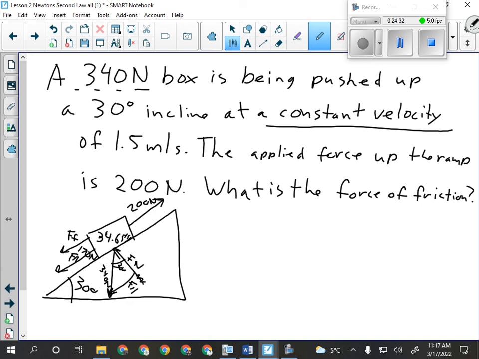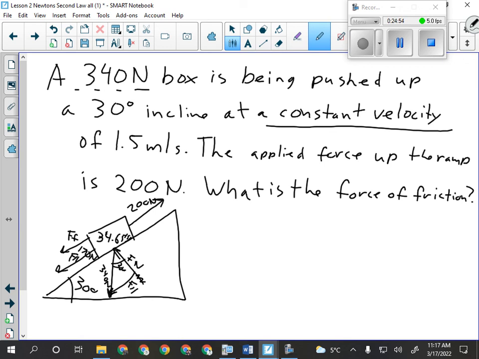Okay? So anytime you see the word constant velocity, constant speed, or sits still, the acceleration is zero, and the net force is zero, right? And that makes your sum of all forces a little bit easier. Okay? Because now you know they all add up to 0. They're gonna cancel each other out in some way.